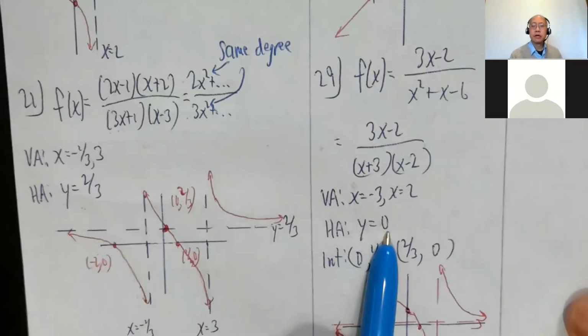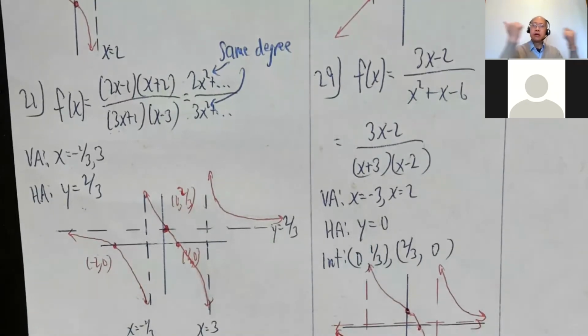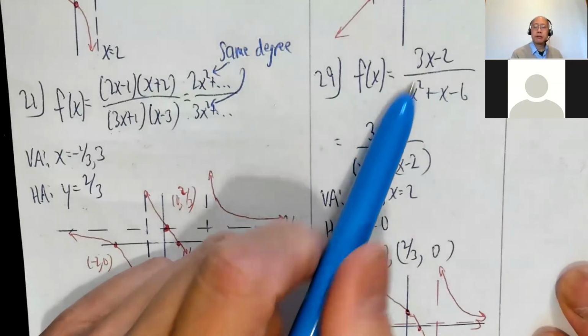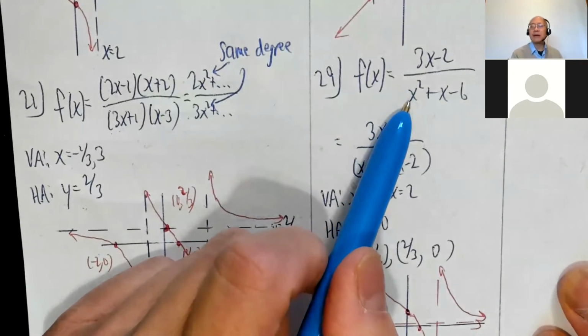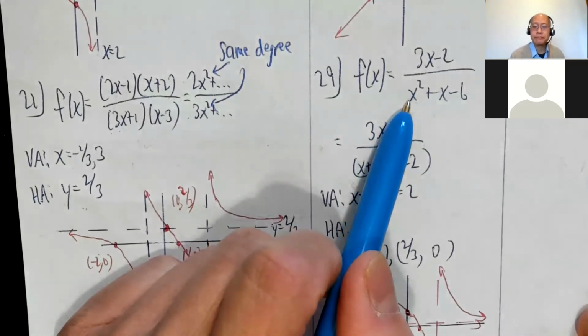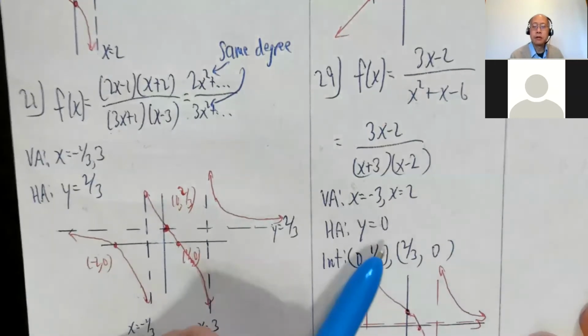So y equals 0. On both the left and the right sides, if I plug in negative a billion, the same logic applies. This thing approaches 0. The denominator wins for super big x. The denominator is much, much bigger. I see. Thank you.